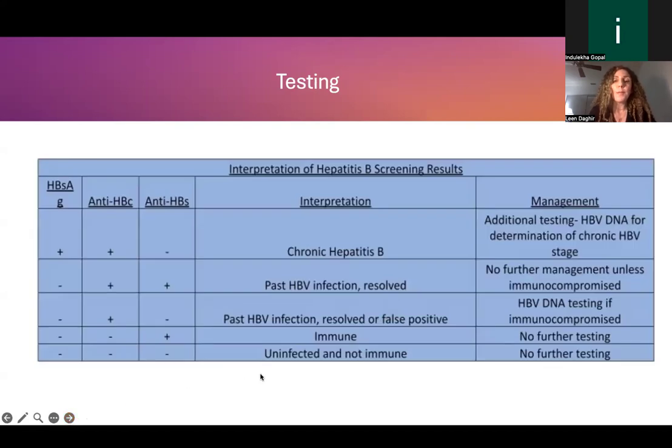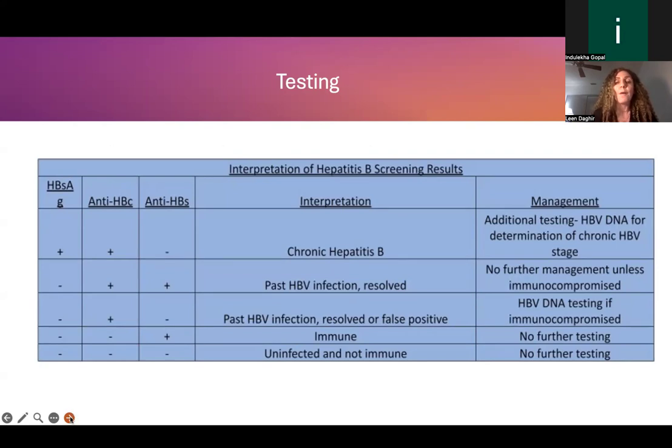Now, this is the table that summarizes all the testing and what each combination of results indicates. If a person has hepatitis B surface antigen positive and hepatitis B core antibody positive, but hepatitis B surface antibody negative, this is chronic hepatitis B. If the patient is positive for core antibodies and positive for surface antibodies, but doesn't have surface antigen, this is past hepatitis B infection and it's resolved.